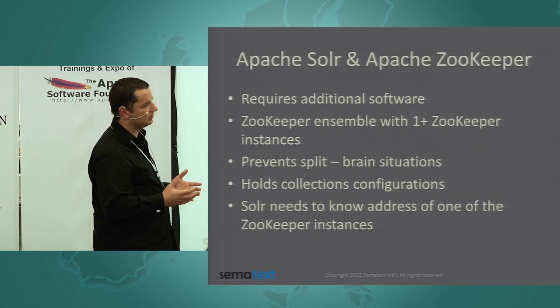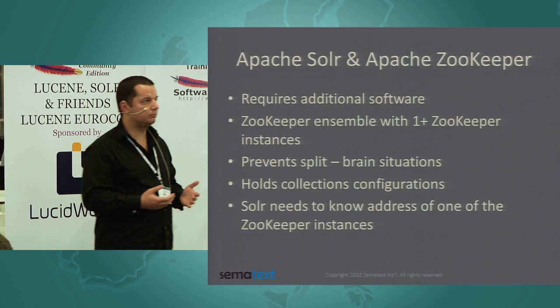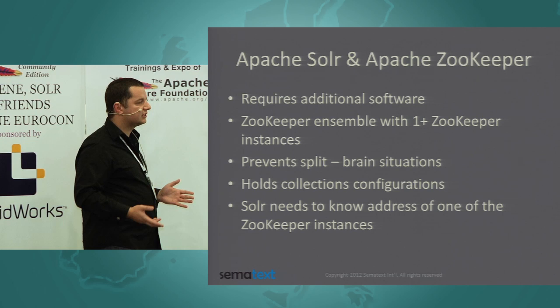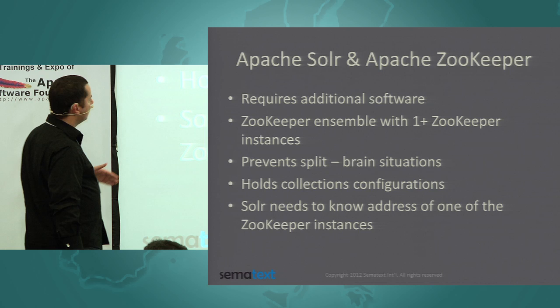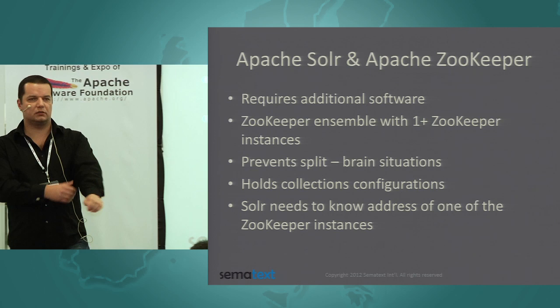There are also possibilities for handling that in Elasticsearch by setting the minimum masters. So you should set the minimum masters to be at least 50% plus one node in your cluster. Of course, Zookeeper can hold collection configuration, and Solr needs to know the addresses of one of the Zookeeper instances in order to talk to it.